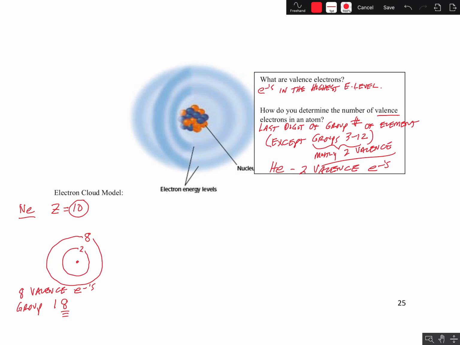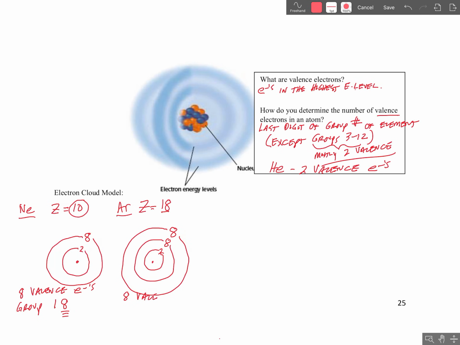Here, let's pick another one. Let's do argon, okay? Its atomic number is 18. So we'll draw the nucleus here, and the first energy level, of course, can hold 2. The second can hold up to 8, so I have 10 so far of my 18. So in the third energy level, won't I have 8 more to get all 18 electrons in there? So we'd say that argon also has 8 valence electrons. And it happens to be in group number 18 again.